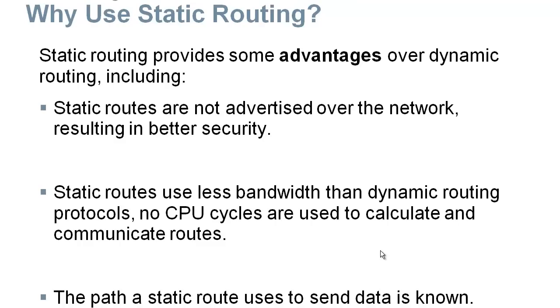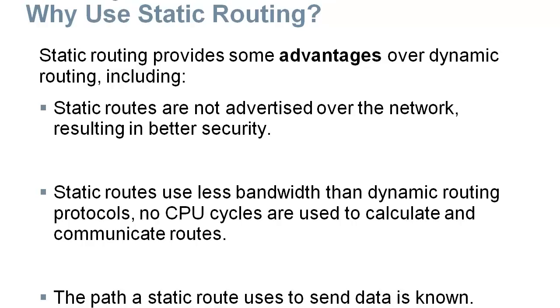Alright, so why do we use static routing? Well, static routing has a few advantages. One, static routes are not advertised over the network. When you type in a static route, the static route's in there, and your router does not share that information with anybody else. So that's better for security. If you have a protocol like OSPF in place, where all the routers build a complete topology map, and somebody gets hold of a router, they actually get hold of a map of your entire network.